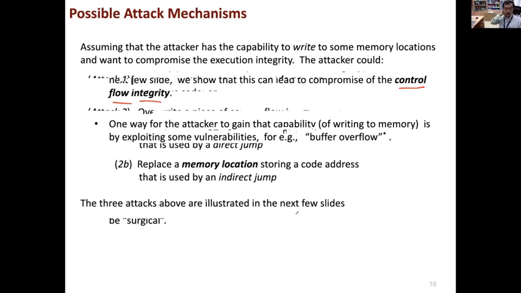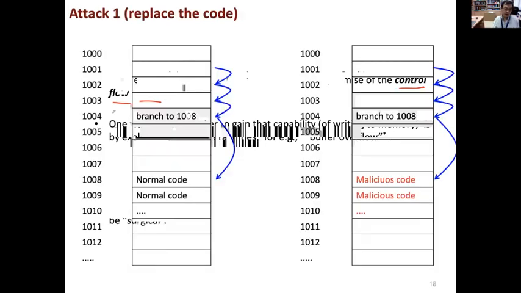So what are the possible ways to do that? There are three ways. One is to overwrite the program. The second is to overwrite the control flow information. Let's show it. The first one is the simplest to understand: replace the code.